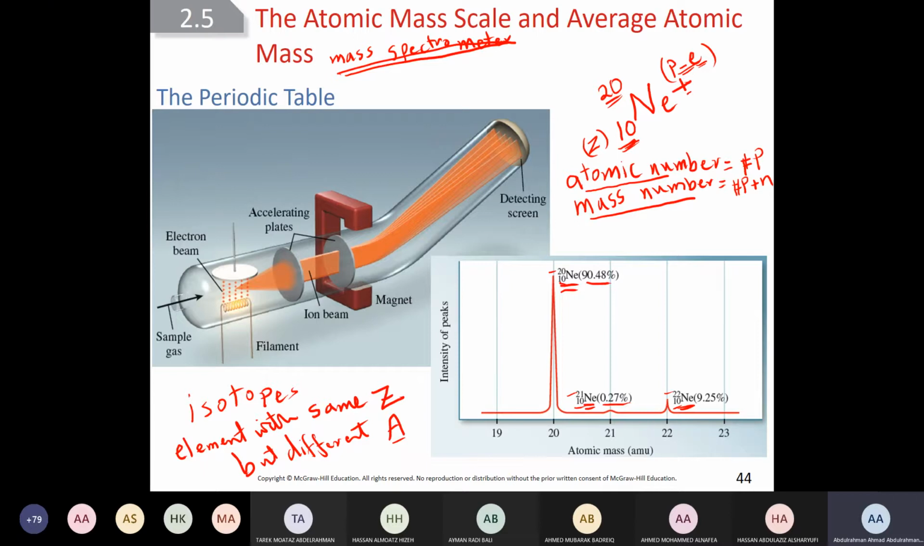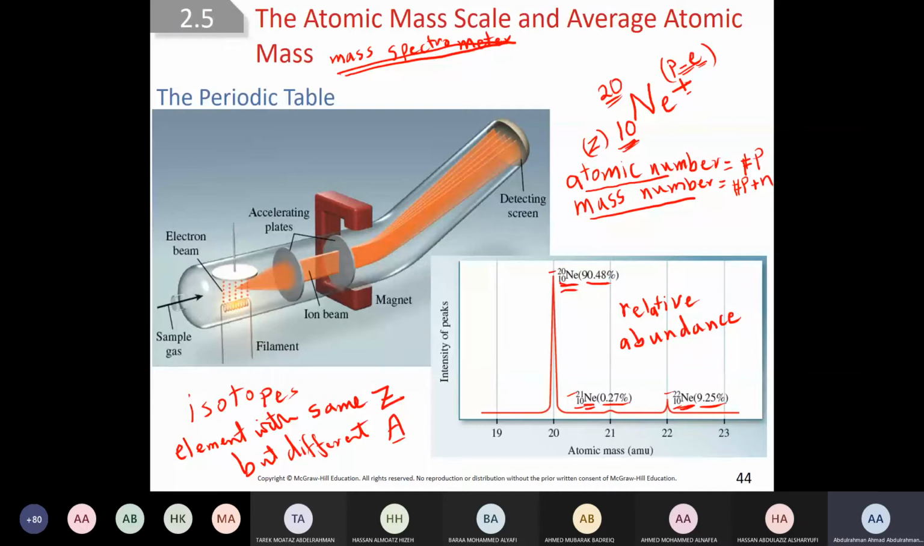What's this percentage? Abundance of isotopes. This is called relative abundance. You have to memorize the name very well. Relative abundance. And so from this, the instrument will tell us how much of neon 20 is available in nature, how much of neon 21 is available in nature, and how much neon 22 is available in nature.